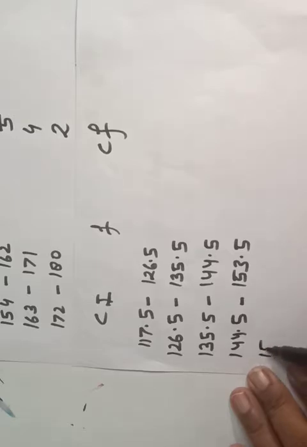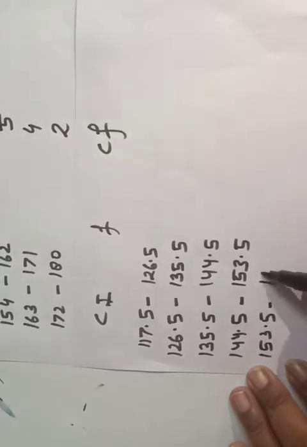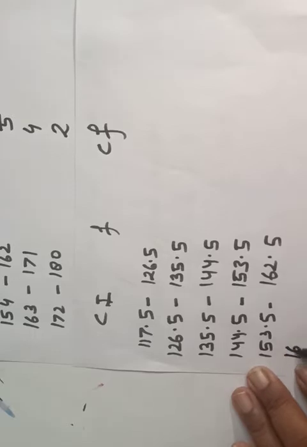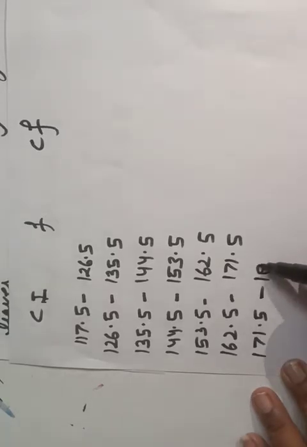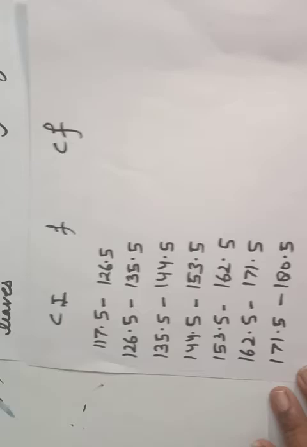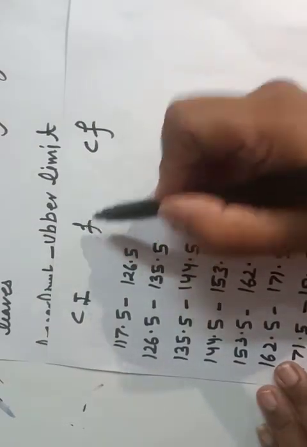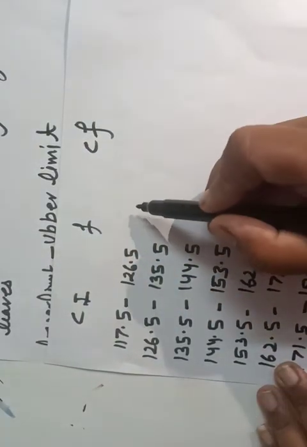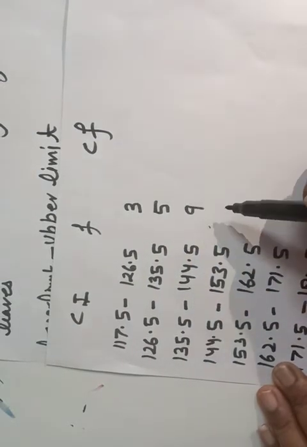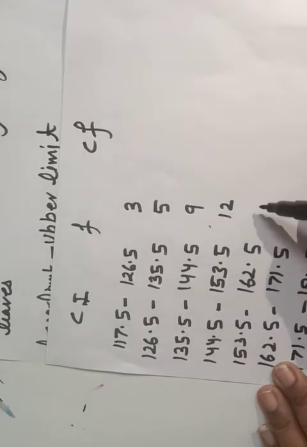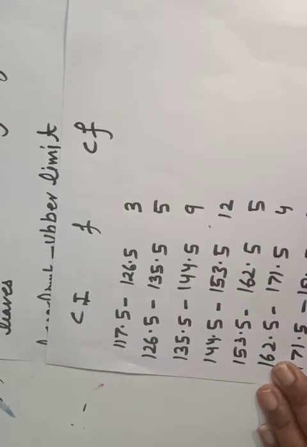Yes, so 153.5 to 162.5, 162.5 and 171.5. Then 171.5 to 180.5. So now we need to copy the frequency here. So the frequency remains the same, that will be 3, 5, 9, 12, 5, 4 and 2.